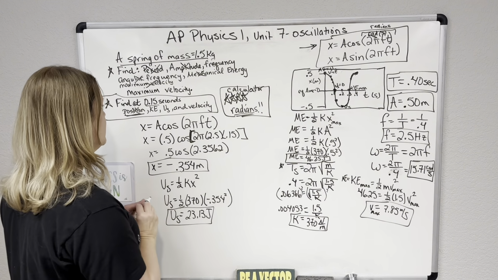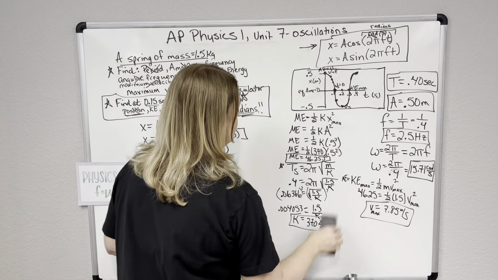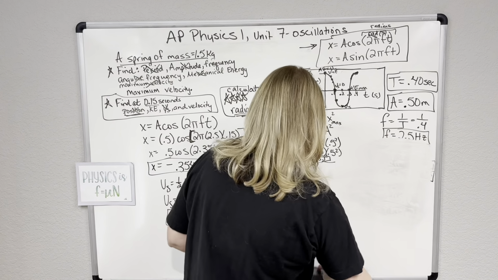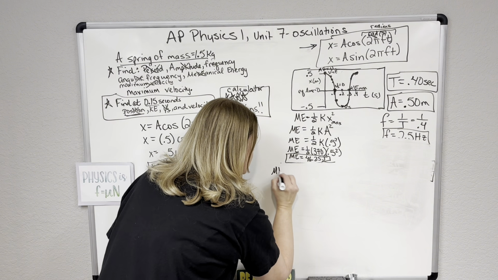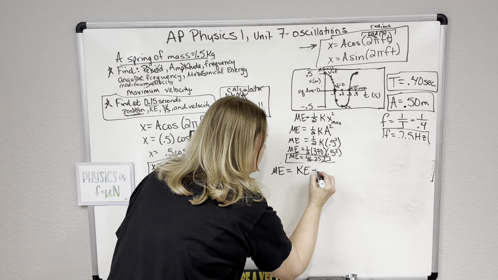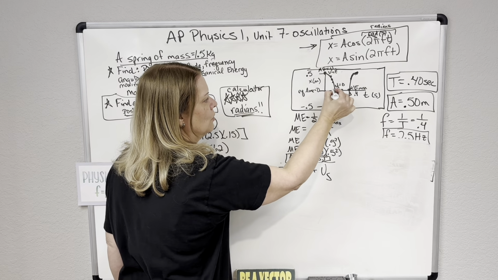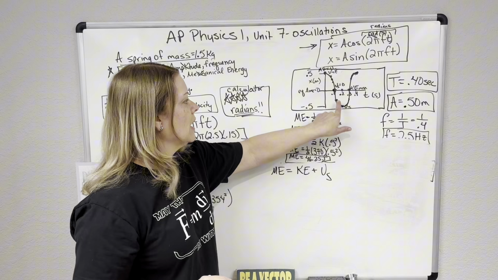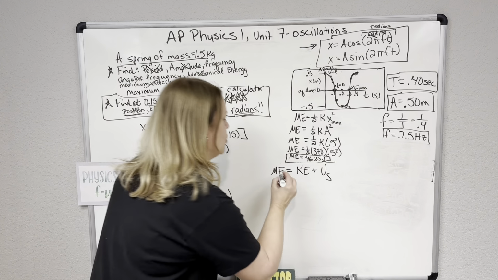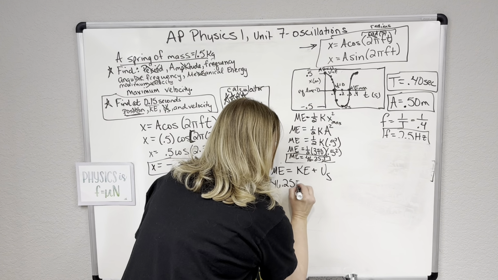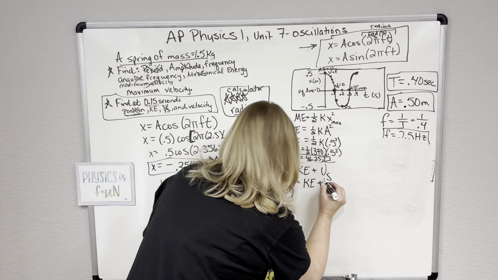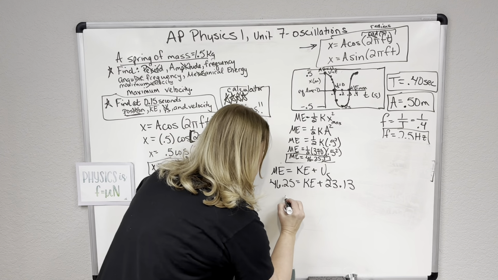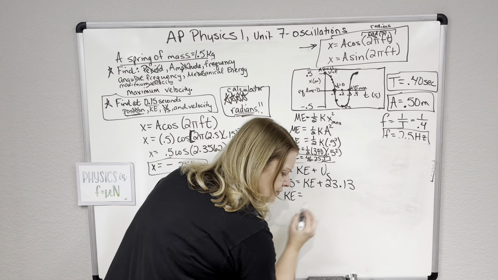Now the next thing they ask for is kinetic energy. I'm going to erase all of this so that we have some room to work. My mechanical energy equals my kinetic energy plus my potential. I am between equilibrium, which is all kinetic, and amplitude, which is all potential energy of the spring. I'm in between, so I have both. I know my mechanical energy is 46.25, and I just found my spring potential energy, which was 23.13. That gives me a kinetic energy of 23.12 joules.